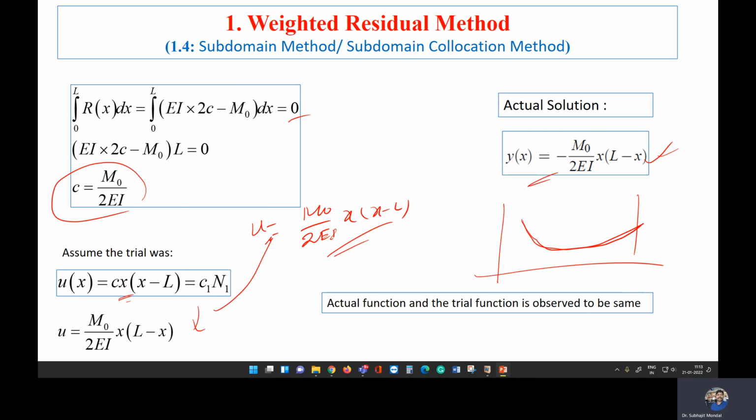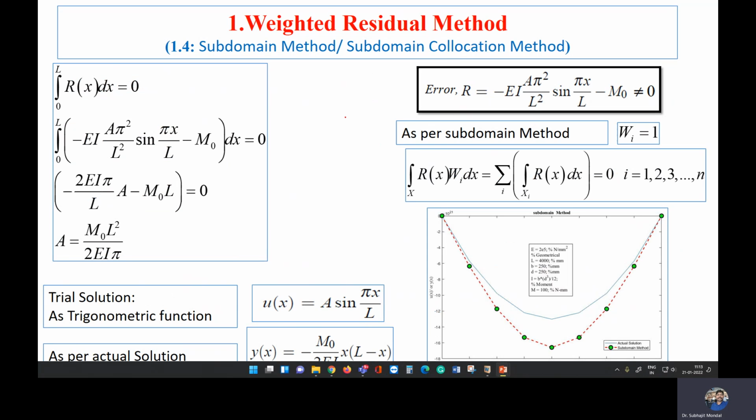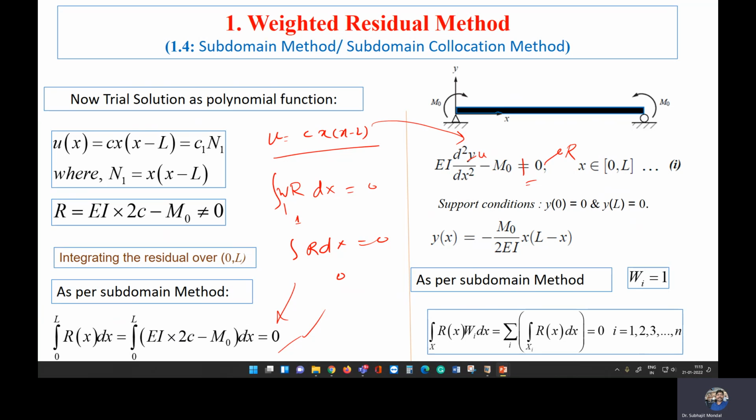Again, I'm saying that the accuracy of the trial solution always depends on how well you can assume the approximate or trial solution. The accuracy of the subdomain method or any weighted residual method depends on how well you can choose your trial function. In some cases, you'll observe a polynomial trial function giving good results. In some cases, a trigonometric trial function gives good results. So depending on which method you are using and how well you choose the trial function, your accuracy will vary.